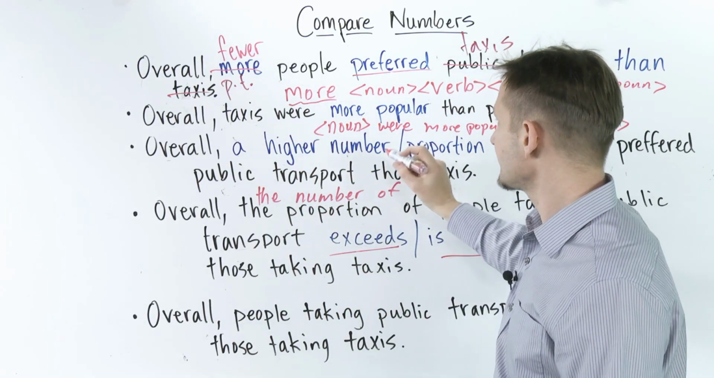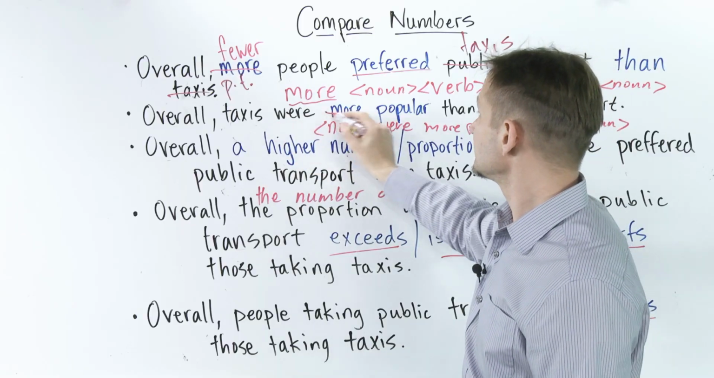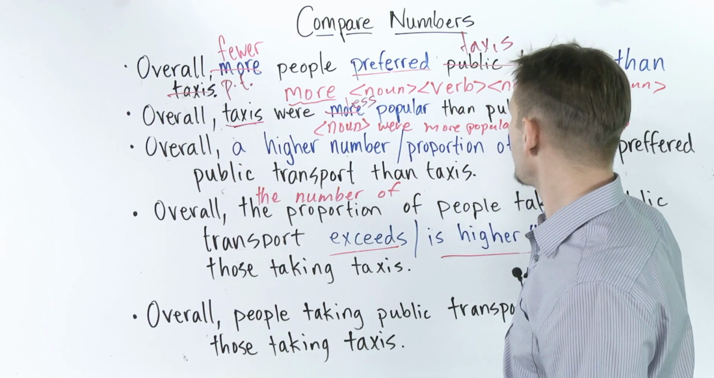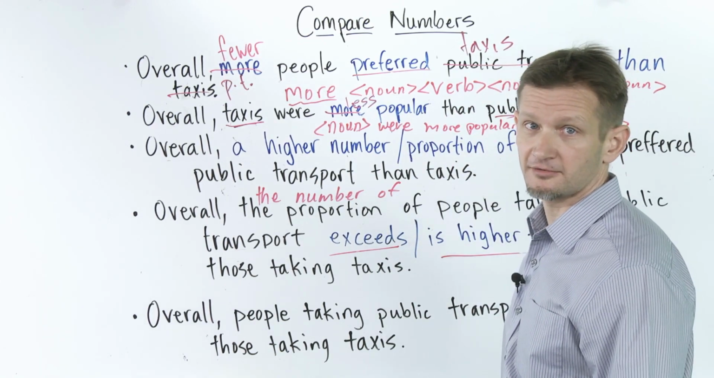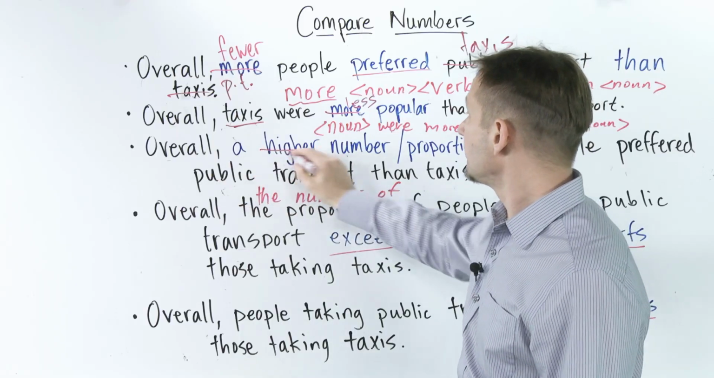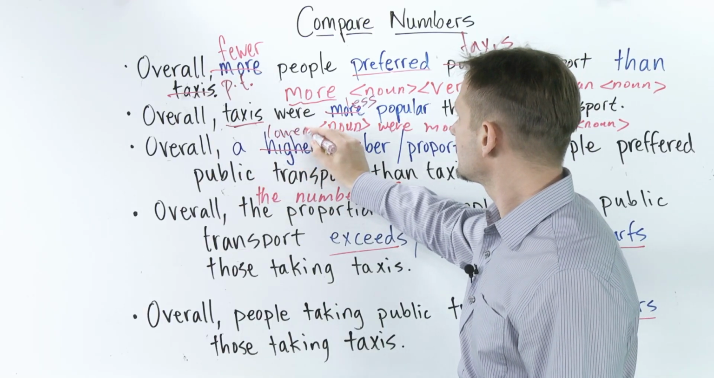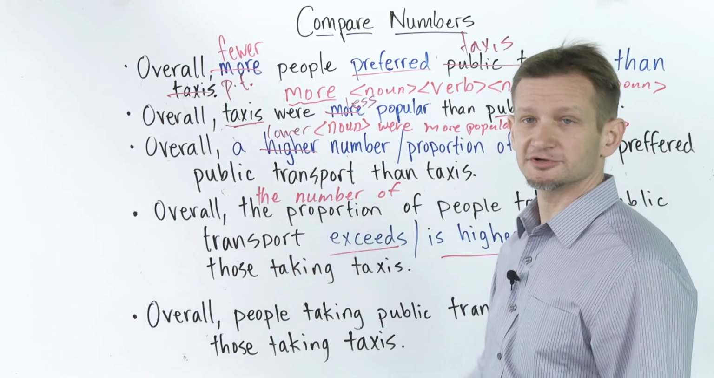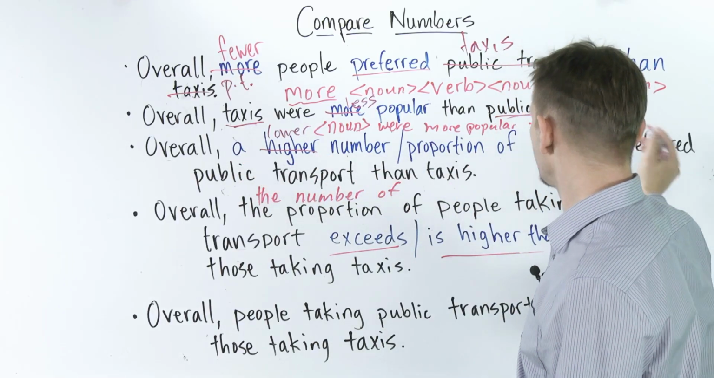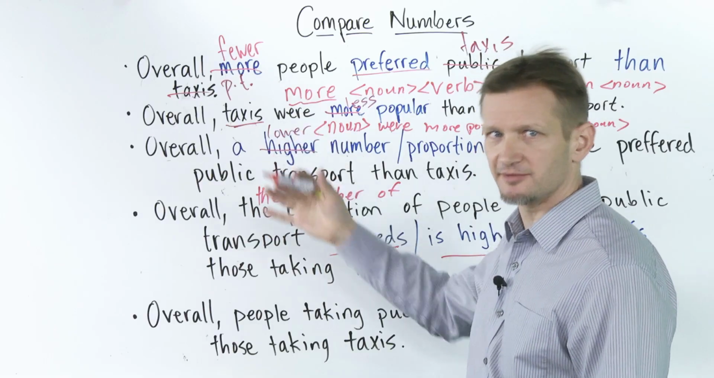Now here we can do the same thing. We can just say less popular, right? The noun was less popular than the other noun, right? Over here, overall, a lower number of people prefer public transport. Or we can say a lower proportion of people preferred taxis than public transport.